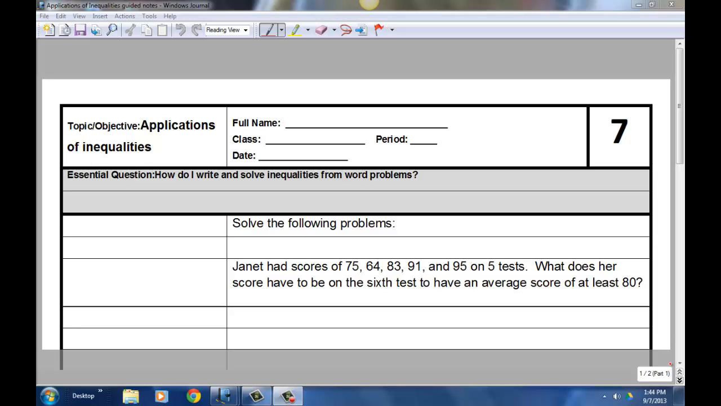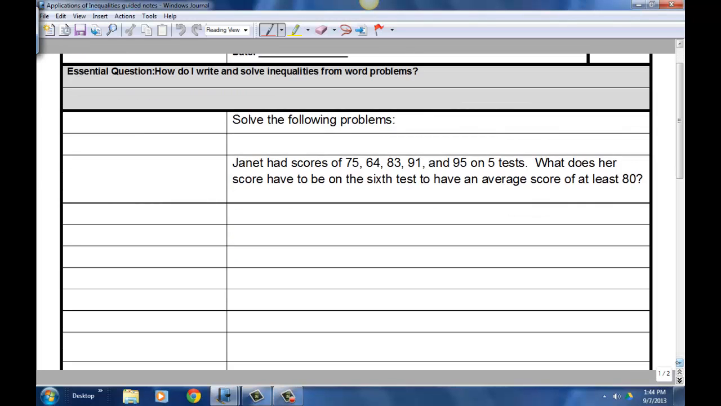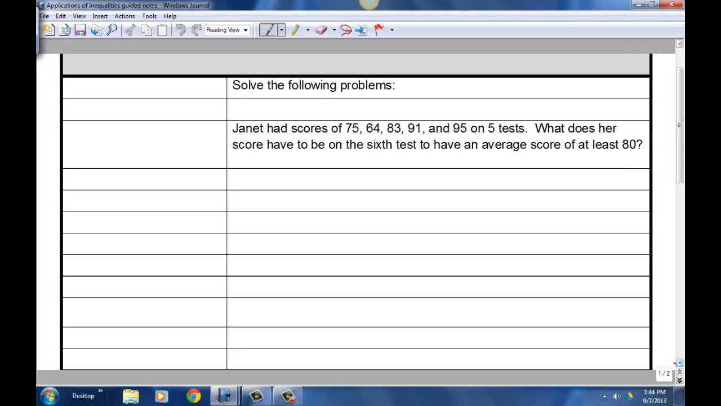Applications of inequalities. Your EQ today is how do I write and solve inequalities from word problems. The thing about writing inequalities is that it's really just like writing an equation, except you're not going to put an equal sign in it, you're going to use an inequality instead. When you do this, I want you to look for all the key words inside the problem. Let's read this first example.